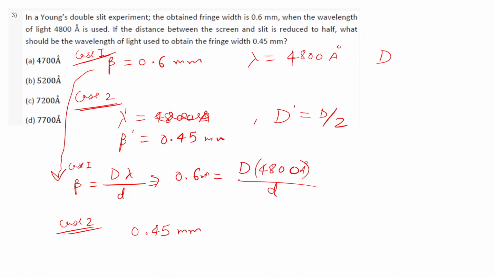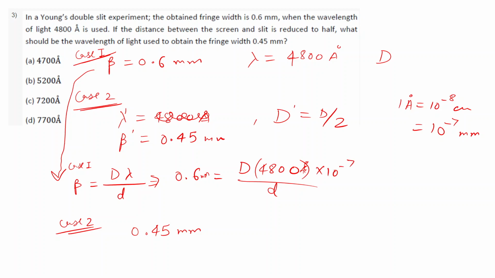This I should change in some common unit. Either I'll change angstrom to millimeter, but my final answer is in angstrom, but still okay. If I change angstrom to millimeter, 1 angstrom is 10 to the power minus 8 centimeter, right? That means in millimeter it will be 10 to the power minus 7 millimeter.